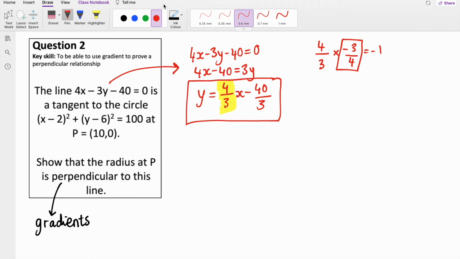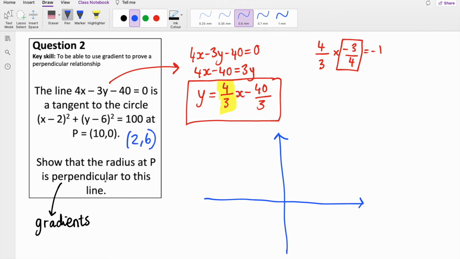So if you draw yourself some axes, looking at the equation of your circle, the center is going to be 2, 6. So roughly, it's going to be just a very, very rough sketch. That's your center. Draw a straight line. It's definitely not a very good sketch, but it is only a sketch. Okay, so say the centre's there, which is 2, 6. And I need to focus now on the point 10, 0. 10, 0 is 10 on the x-axis, 0 on the y, so it's going to be here.